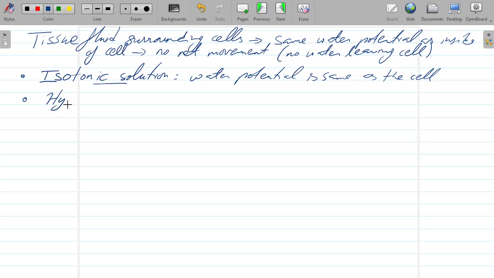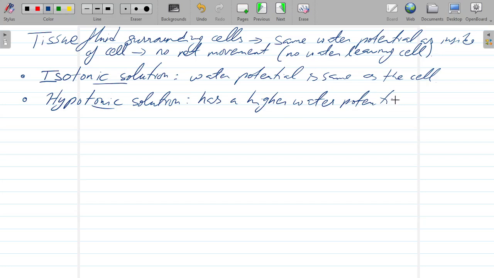Then you've got a hypotonic solution. Now, this term is not given in the book, but it's not a difficult term. A hypotonic solution has a higher water potential than the cell, which basically means it has fewer solutes and more free water molecules.